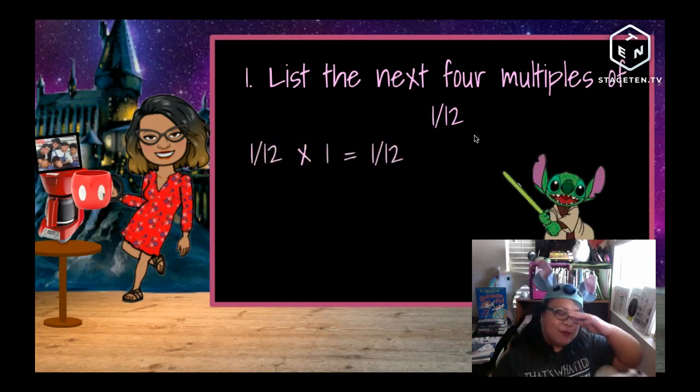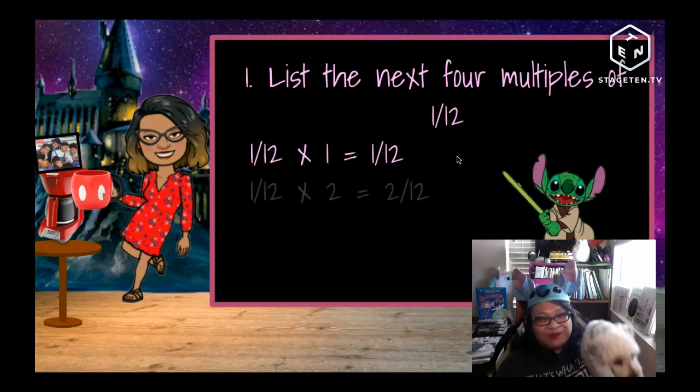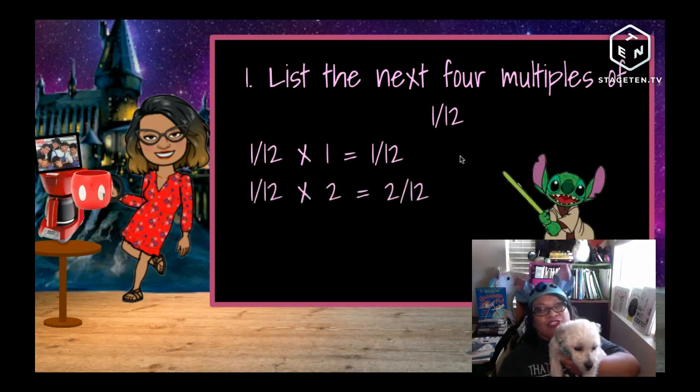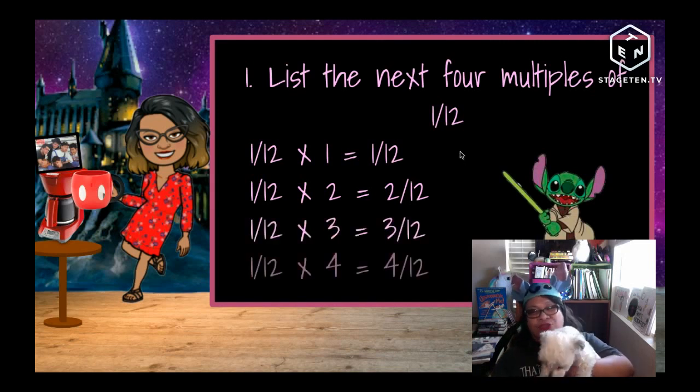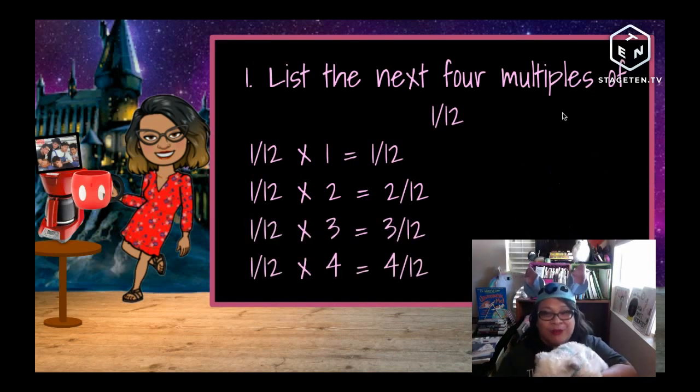So for example, 1/12 times 1, yes it is 1/12. Then you multiply it by 2, it's 2/12, and so on. So those are the next 4 multiples of 1/12.